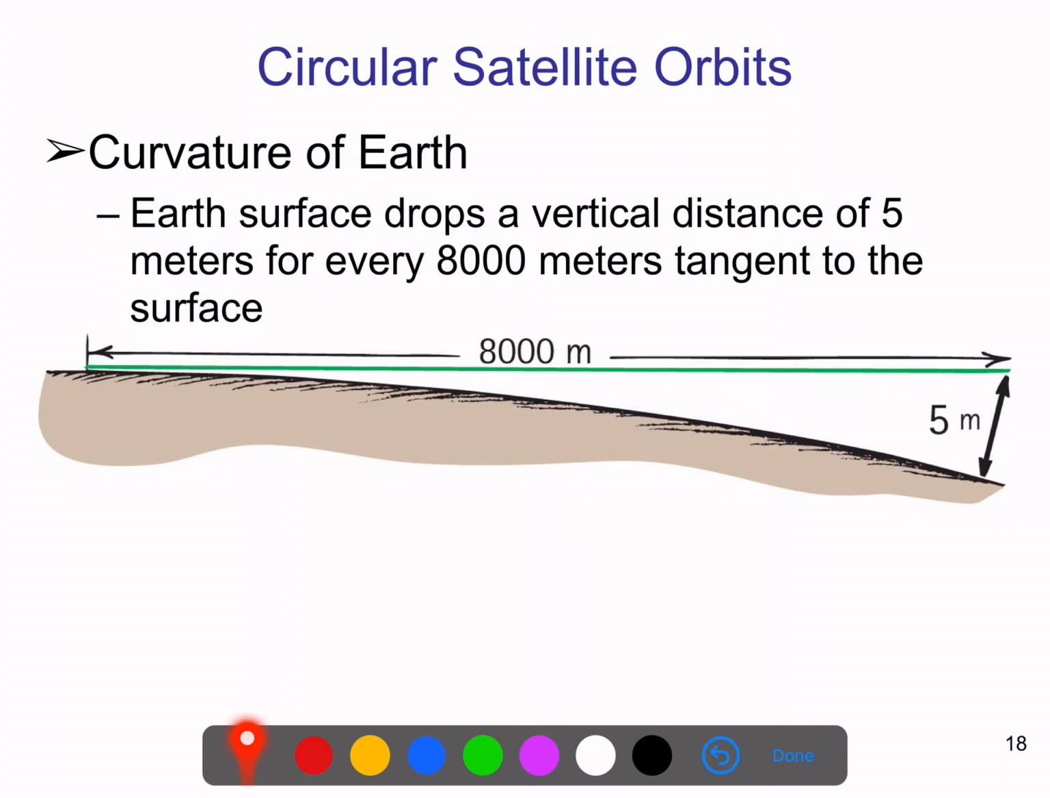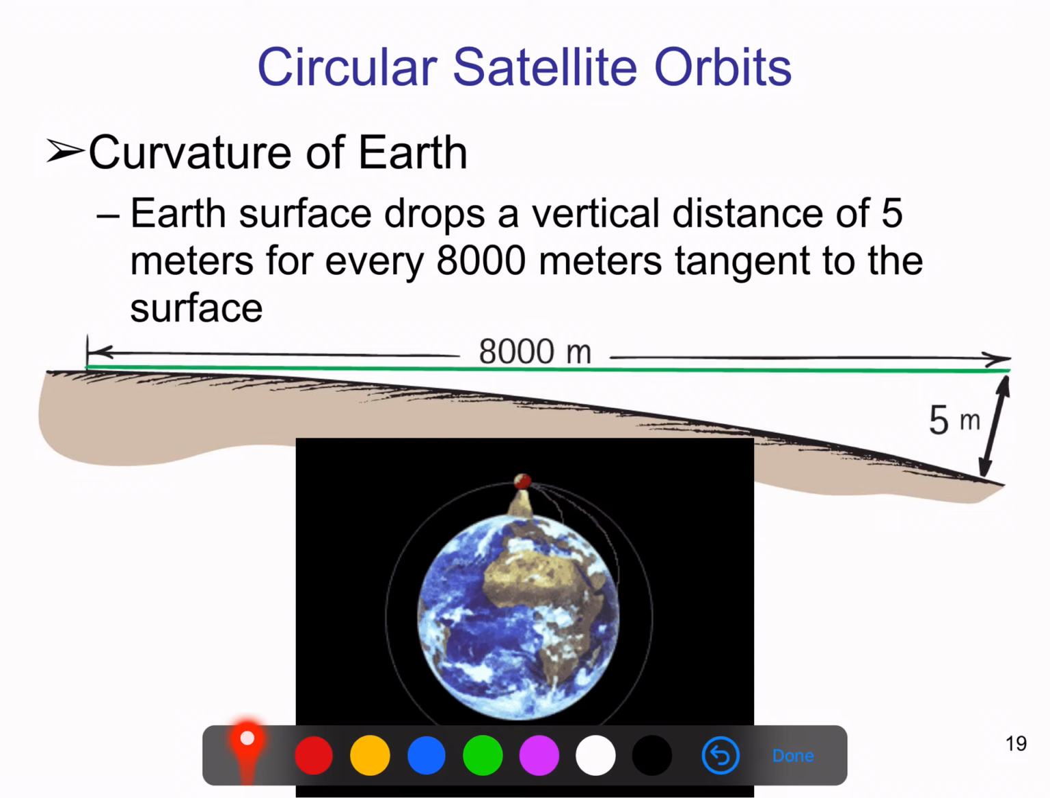But if you have a projectile going fast enough that it's, say, going 8,000 meters, then that amounts to actually a vertical distance due to the curvature of the Earth, a difference of 5 meters for every 8,000 meters. So you can imagine a situation in which if you launch something with a great enough speed, you can sort of outrun this curvature of the Earth, or at least exactly match the curvature of the Earth.